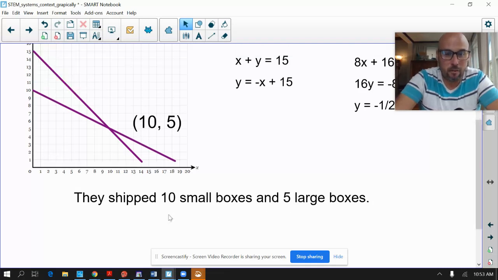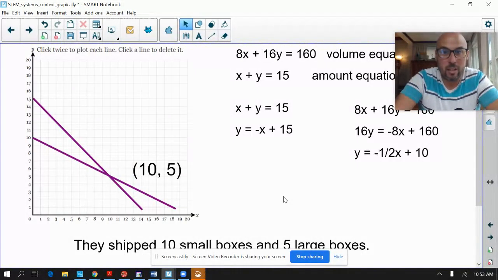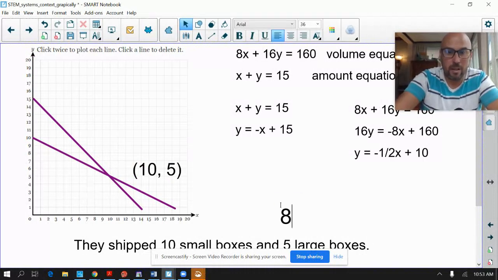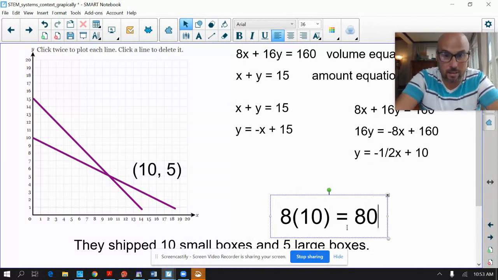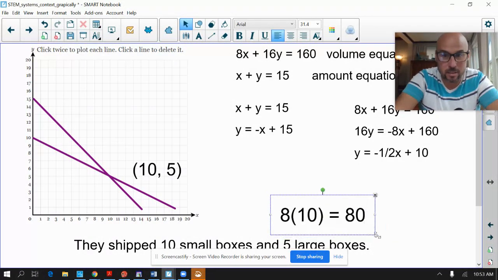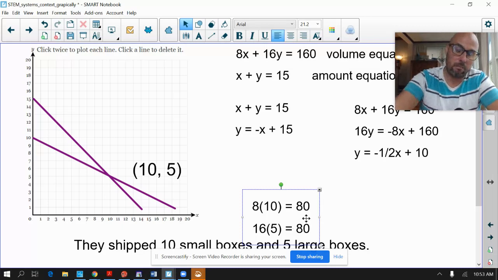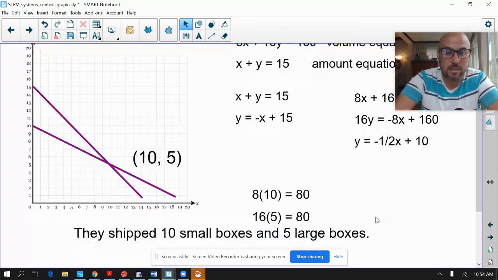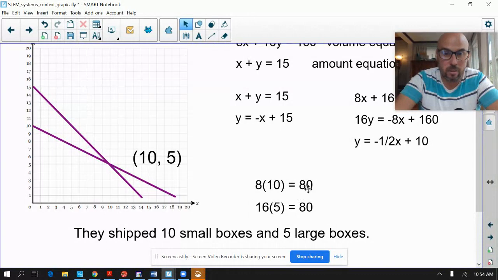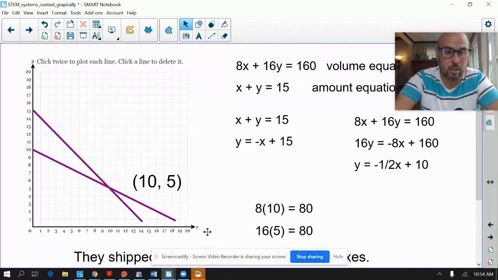And notice, of course, there are 15 boxes in total, but the volume also checks out. So remember, it's 8 cubic feet per small box, and I had 10 small boxes. So all the small boxes account for 80 cubic feet. And the large boxes were 16 cubic feet, and 16 times 5 is 80. So both the small boxes and the large boxes contributed 80 cubic feet. That's a total of 160 cubic feet.